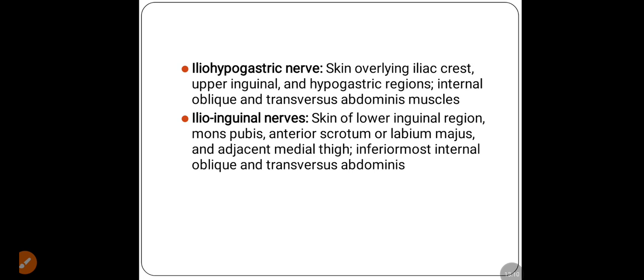The ilioinguinal nerve supplies the skin of the lower part of the inguinal region and the mons pubis. In the male, it supplies the skin of the scrotum. In the female, the labia majora. Okay?